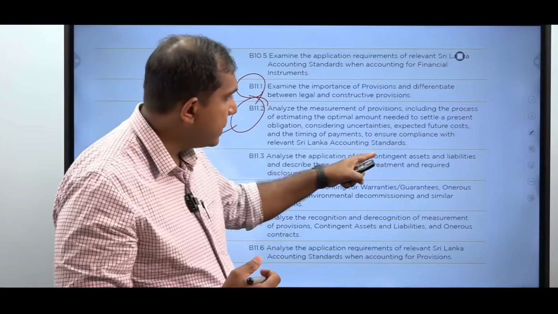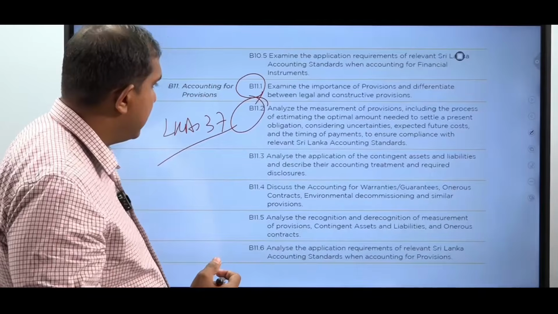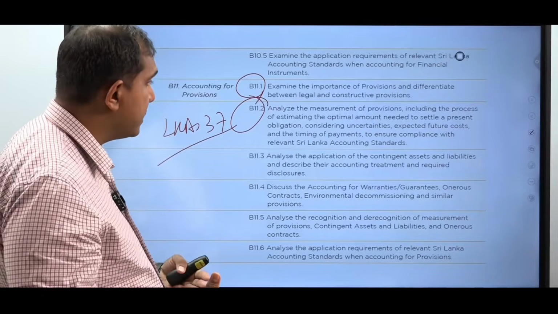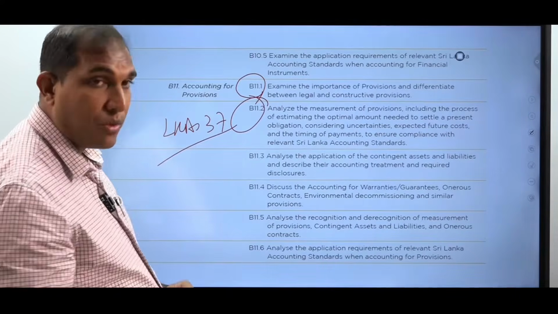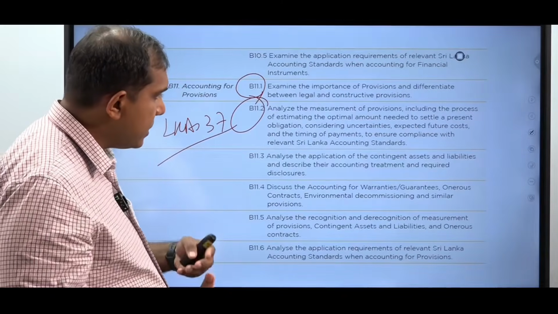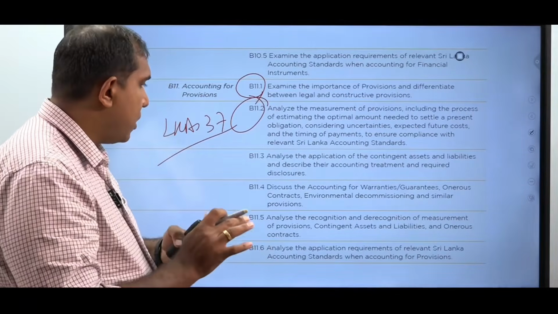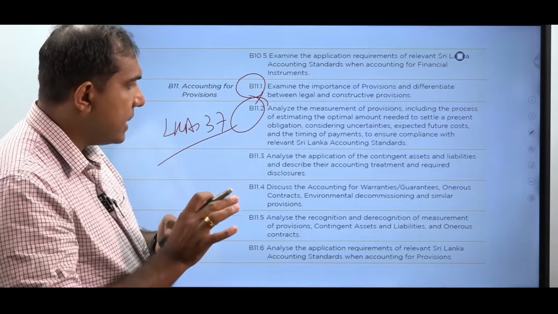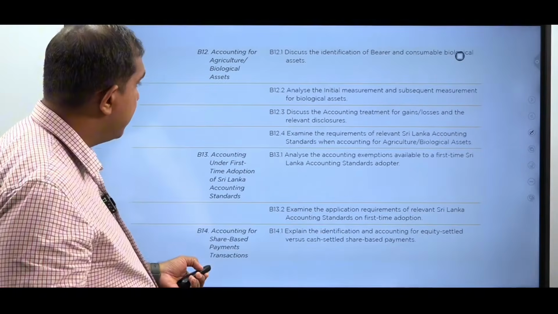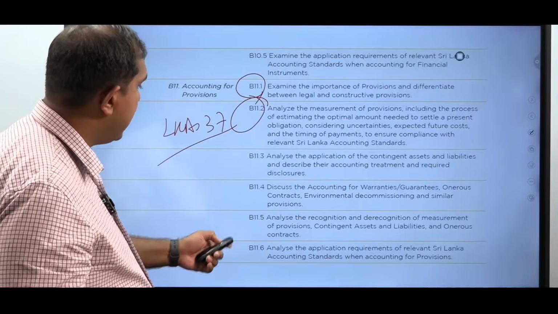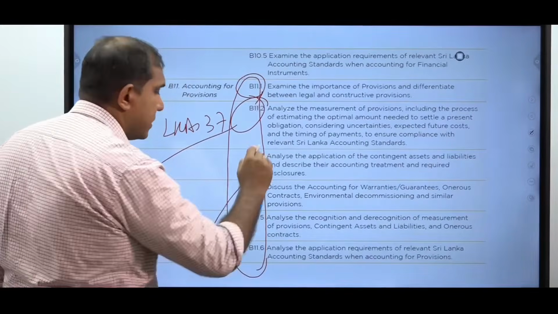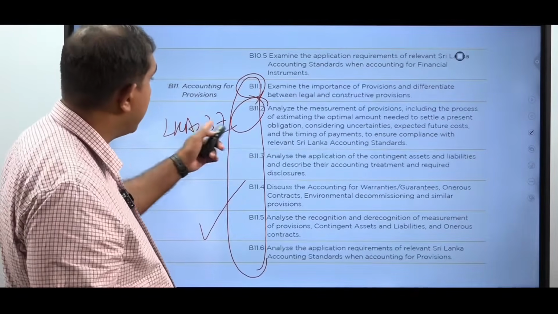Analyze the application of contingent assets. Discuss the accounting for warranty, guarantees, onerous contracts, environmental decommissioning, similar provisions. Yes, we should discuss. Then analyze the recognition and derecognition, measurement of provisions, contingent assets and contingent liabilities. Then application. Right, here you can see six learning objectives under LKAS 37.